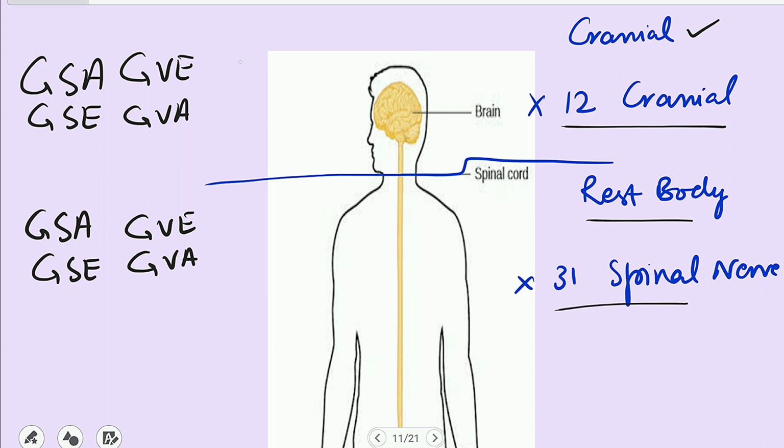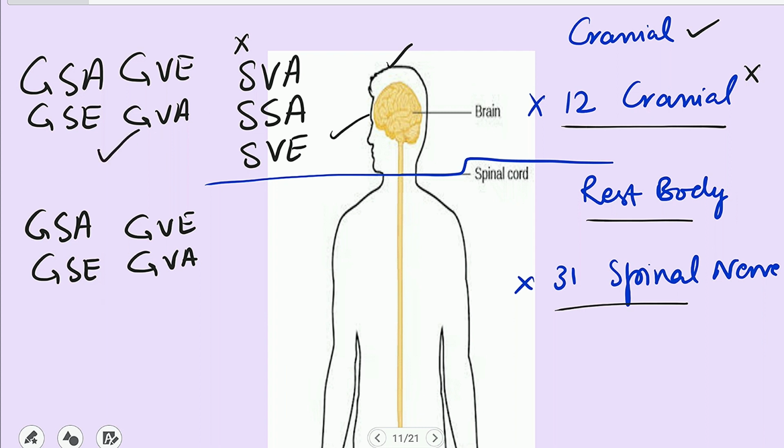Now the special functions that are only present in the cranial region, these are the special visceral afferent, the special somatic afferent, and the special visceral efferent. These 3 special components are present in the cranial region only and will be served by the cranial nerves. So here we can make a point that a cranial nerve has got general functions as well as special functions in the cranial region of the body, and a spinal nerve has got only the general functions for the rest of the body.